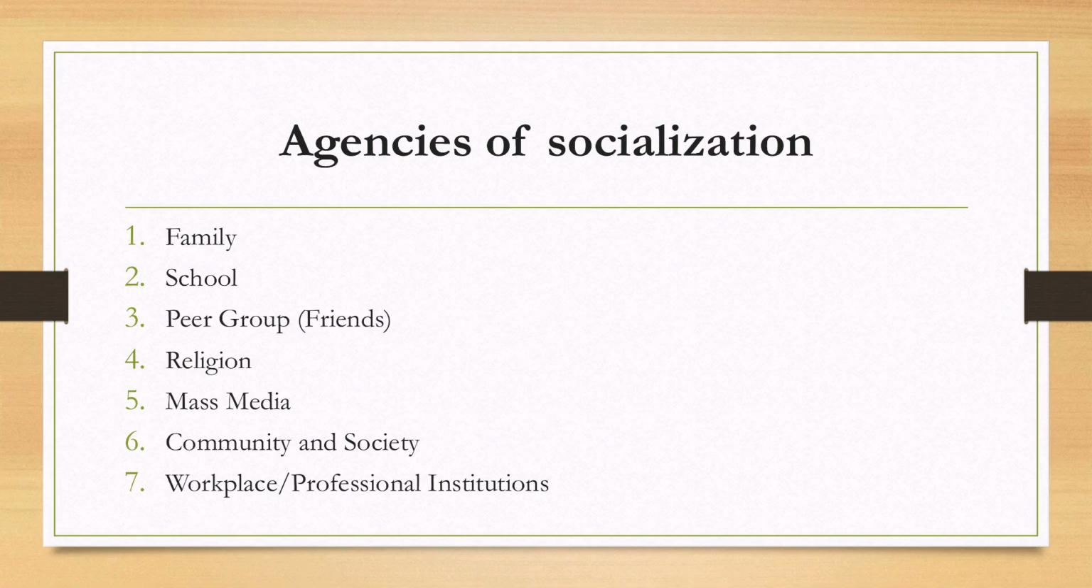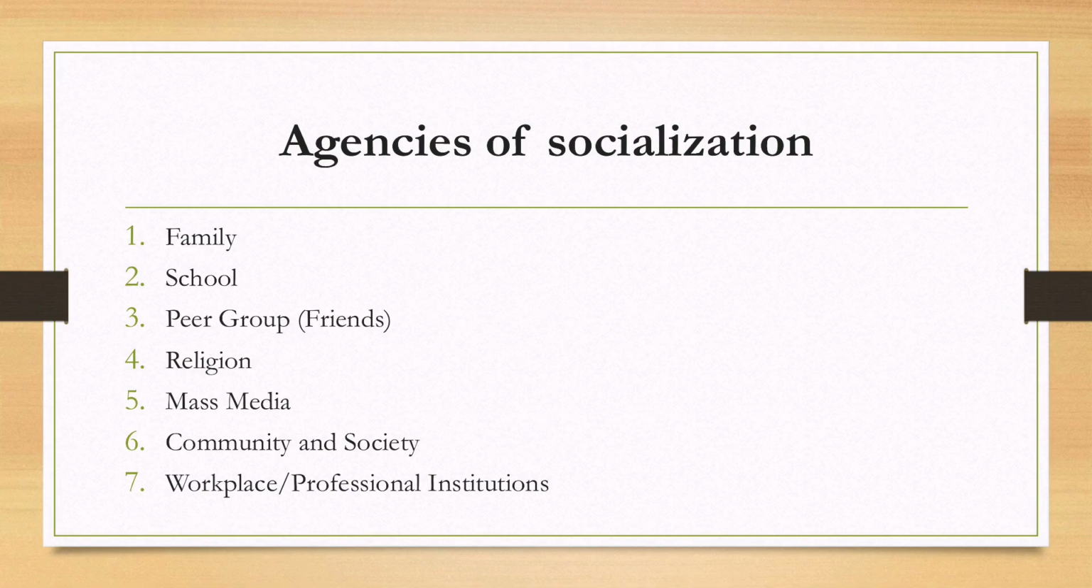Next one is peer group. That means friends. So friends will be influencing the attitudes, behavior, fashion, language and also the interest, especially during the adolescence. Next agency is religion. That means religions will be teaching the moral values, ethics, tradition and also the spiritual belief.